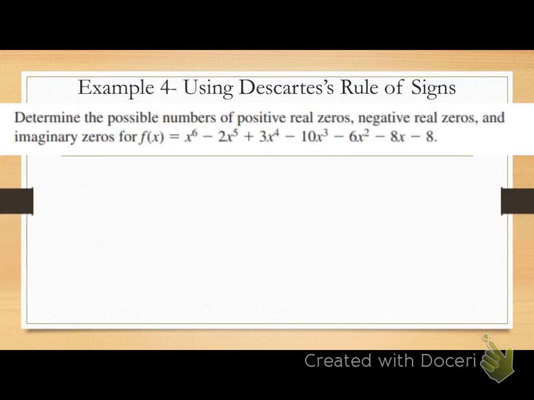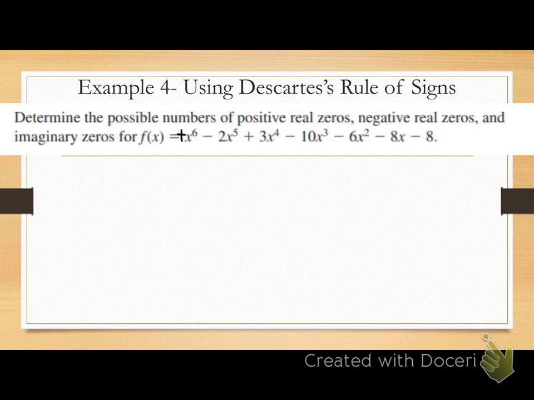It says determine the possible numbers of positive real zeros, negative real zeros, and imaginary zeros for f of x equals x to the 6th minus 2x to the 5th plus 3x to the 4th minus 10x cubed minus 6x squared minus 8x minus 8. That's a lot. We're not really worried about the polynomial when we're talking about Descartes' rule of signs, though. We're just looking at all of the signs in front of all of our coefficients, including this first one. So this first one has a positive 1.